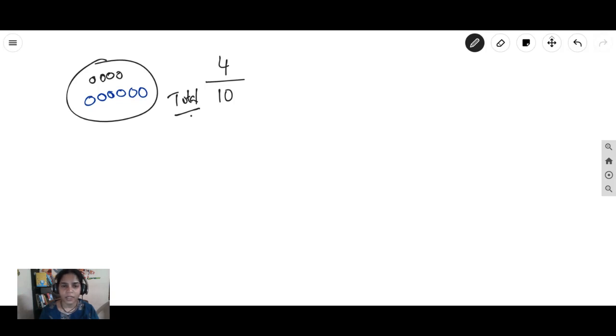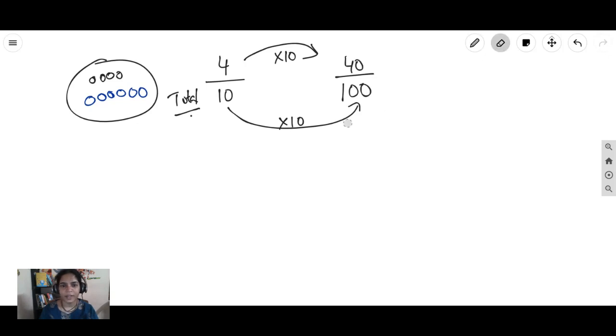Now, can we convert that into a percentage? How? We know percentage means we need denominator 100. How can we get 100 from the 10? By multiplying by 10. So we do the same thing here also. It will become 40 by 100. Of course, we know that 4 by 10, as per equivalent fractions, is the same as 40 by 100.